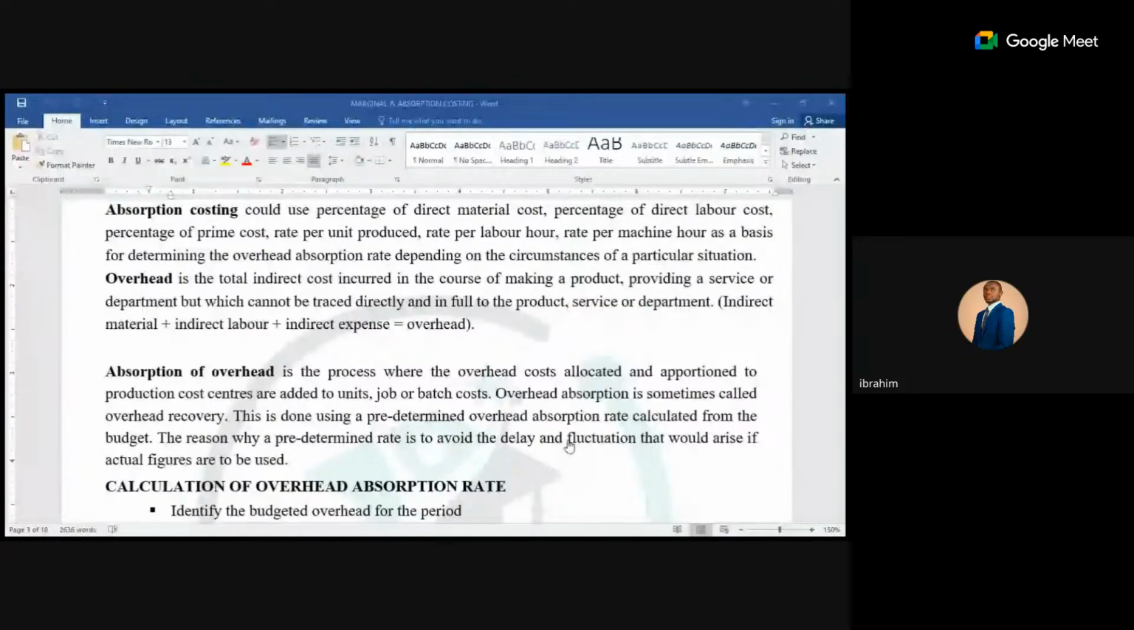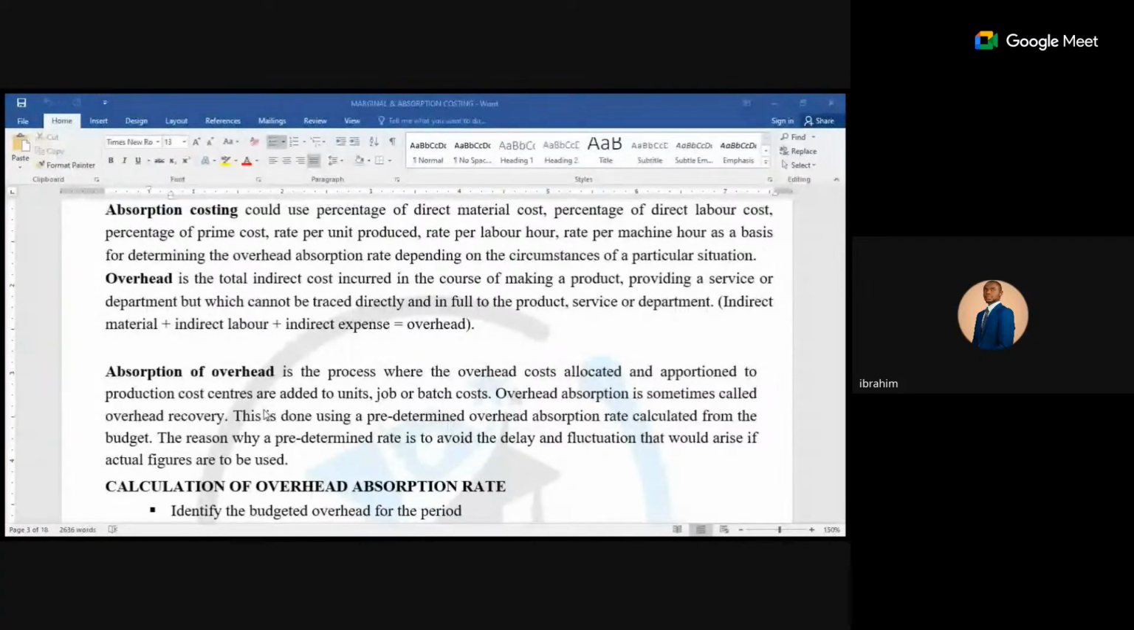The company policy may be that they absorb their overhead on the basis of machine hours or units produced. Now, overhead absorption is sometimes called overhead recovery. This is done using a predetermined overhead absorption rate.